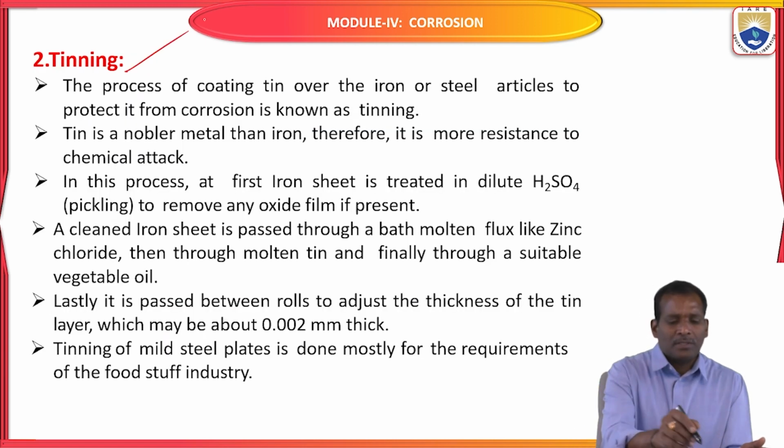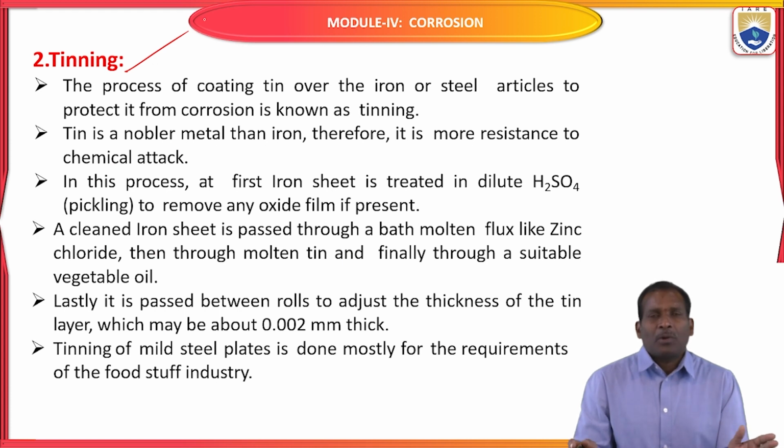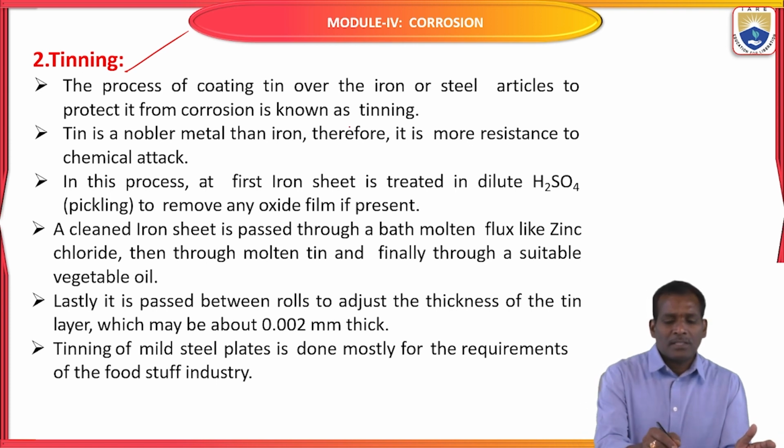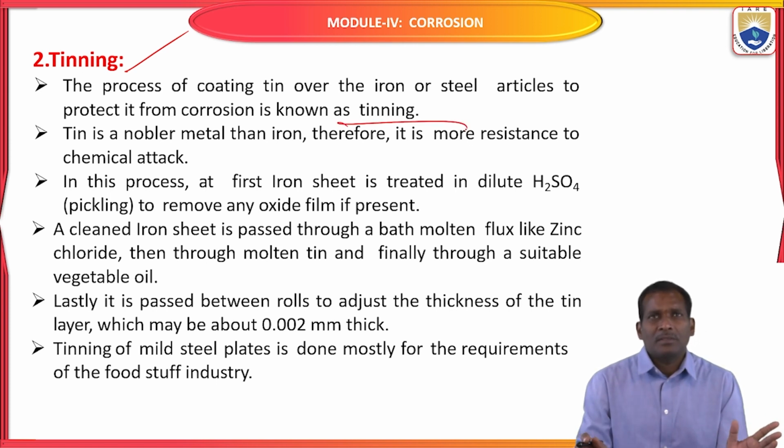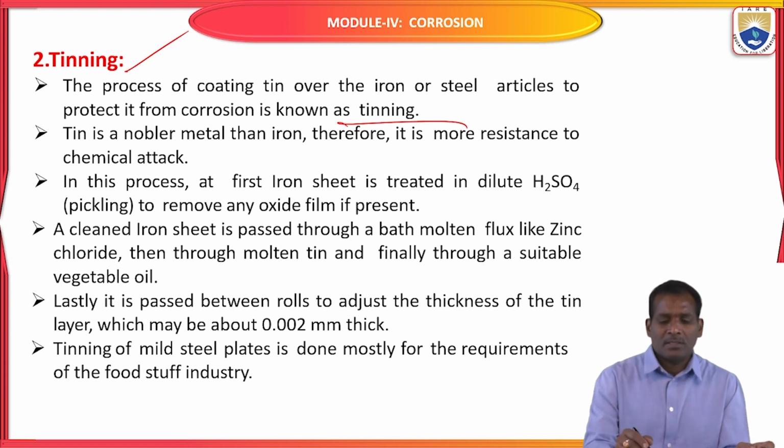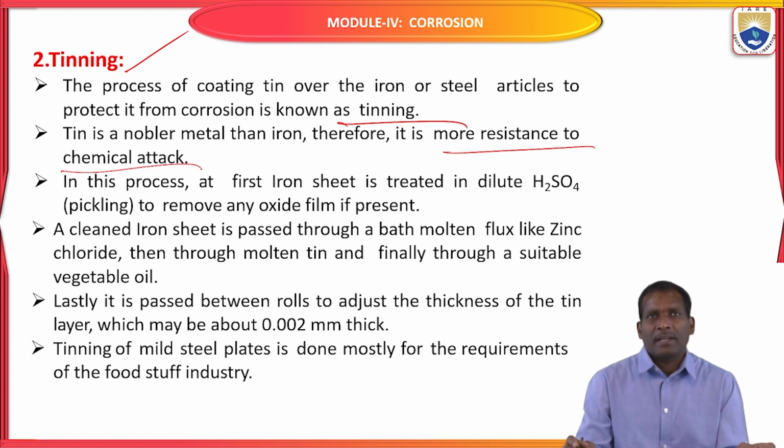Next, the tinning process. The process of coating tin over iron or steel articles to protect them from corrosion is known as tinning. Instead of zinc, the coating material is tin, so this process is called tinning. Tin is a nobler metal than iron. Therefore, it is more resistant to chemical attack.